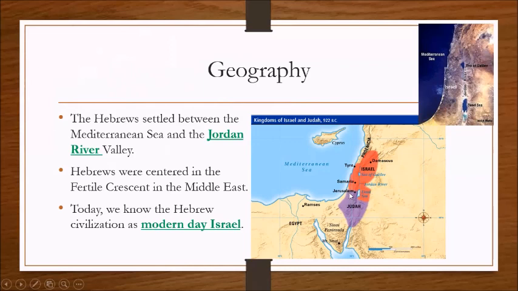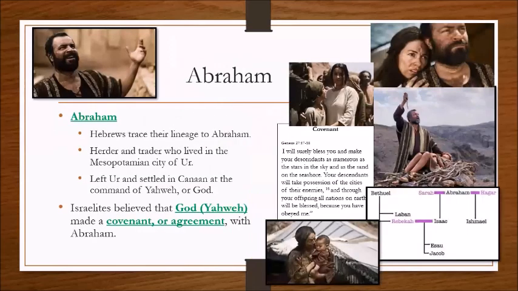Now, it is a part of the Fertile Crescent. It arcs up there to the Tigris and Euphrates rivers. It is that western part of the arc of the crescent. And today, of course, we know this is modern day Israel. And there's the whole Palestinian thing going on there too. So, moving forward, we're just going to take a look at the ancient history.